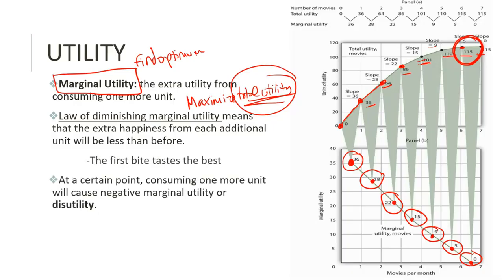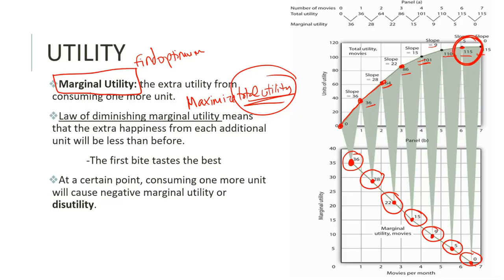Whoops. The first bite tastes the best, right? The first of anything that we do is going to be better than the later ones. We can also get to a point where consuming one more unit will cause negative marginal utility, or disutility. It could have negative total utility also, so if it's a big enough problem, it could drop that total utility negative as well. But generally, we would say it just is negative for the last one.